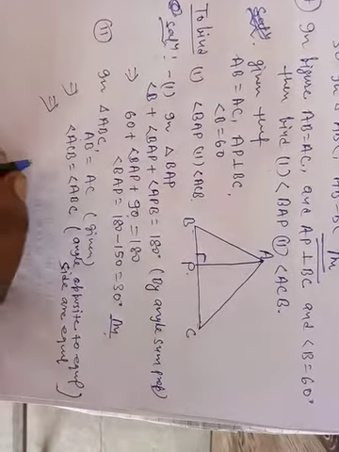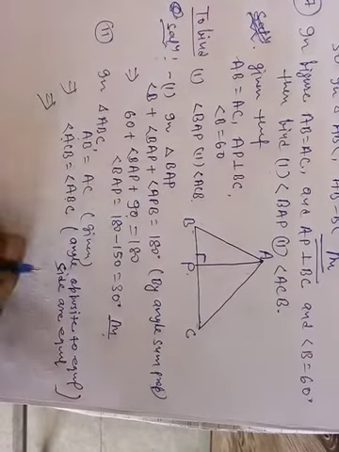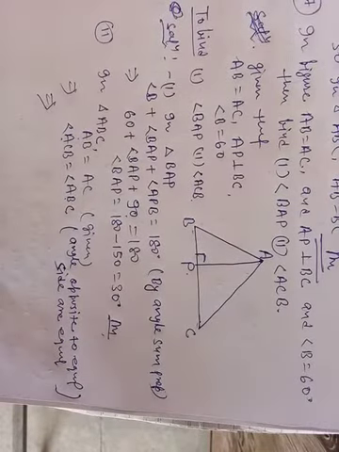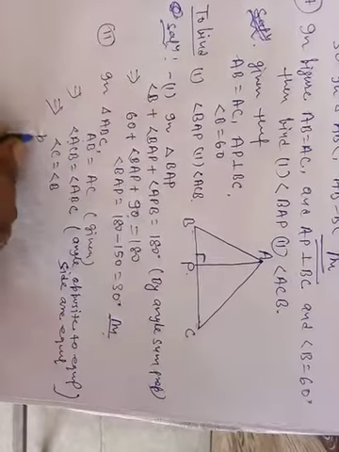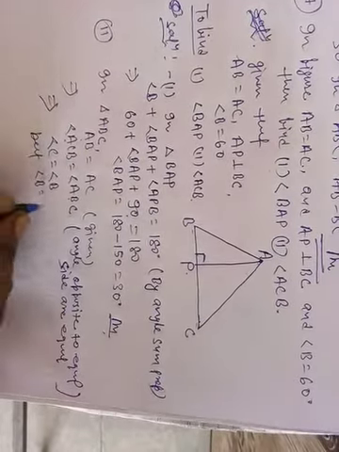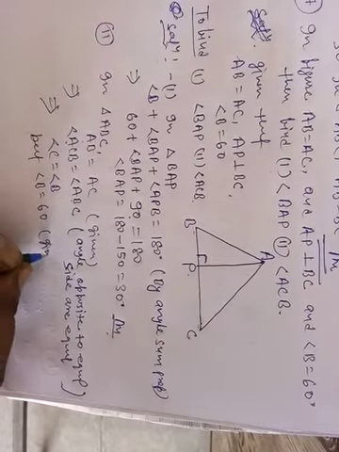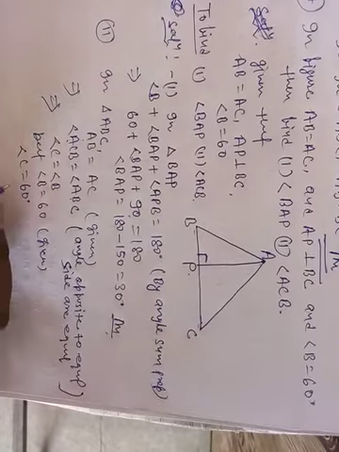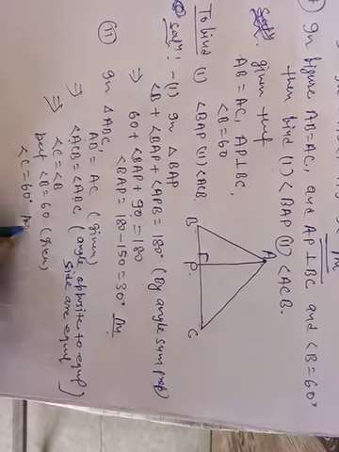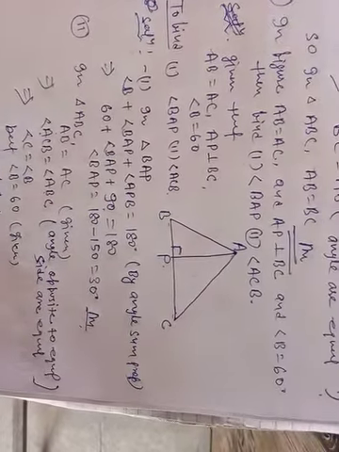So these two angles are equal. Here given that, it means angle C is equal to angle B, but angle B is equal to 60 degrees given, so angle C is also equal to 60 degrees. This is the answer. Now question number 8.